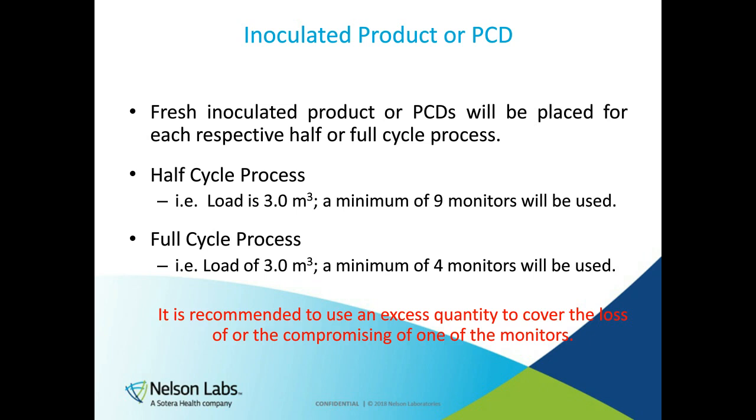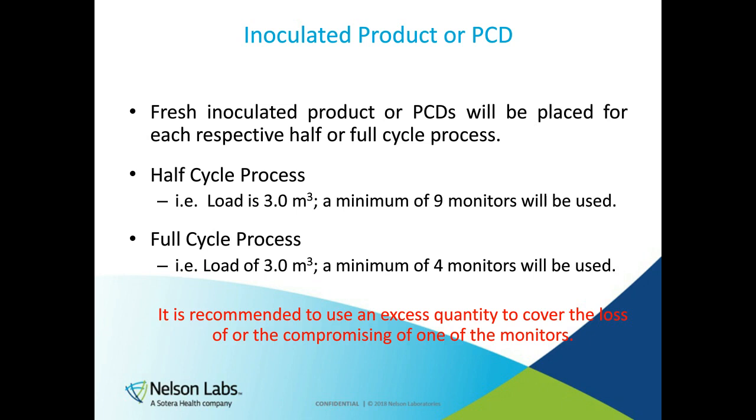So if you have a 3 cubic meter load, half of 9 would be rounded up actually to 5 and not 4 monitors. It is recommended to use an excess quantity to cover the loss or the compromising of one of the monitors during the sterilization process. That includes the shipping.